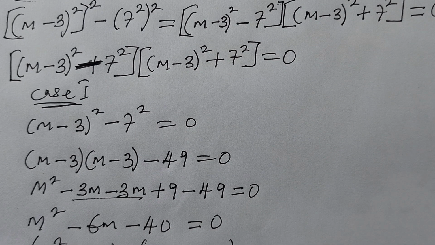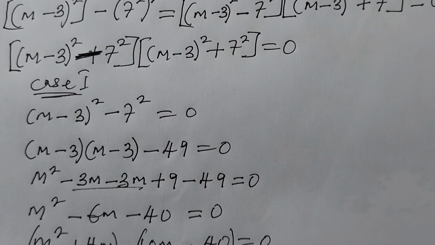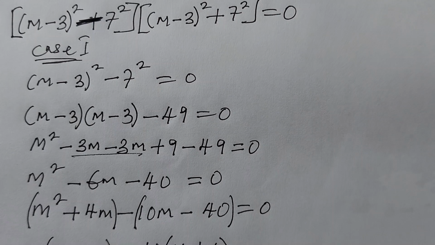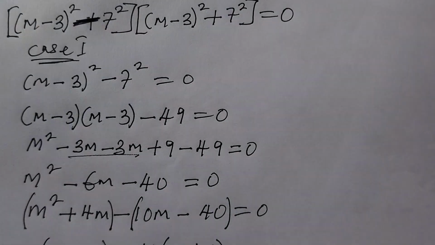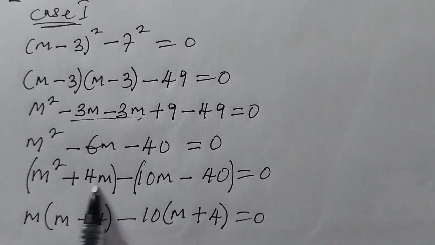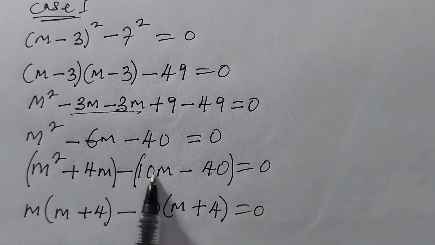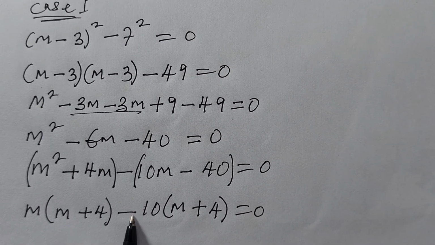Among the factors of 40, we think of two numbers that when added together give us −6 and multiplied together give us −40, and that gives us +4 and −10. So we rewrite the expression we have here, put this in brackets, put this in brackets, and factor out terms that are common to each of these brackets. For here, m is common, hence I brought out m, so I'm left with m + 4. Here we have 10 common, so we have here −10.